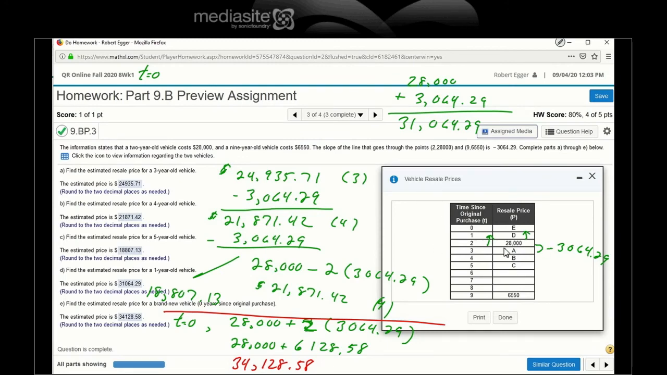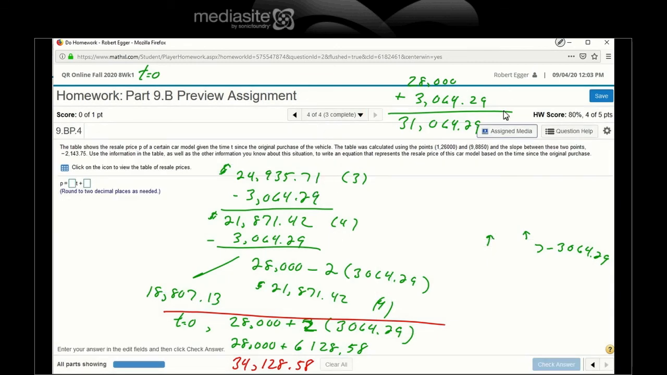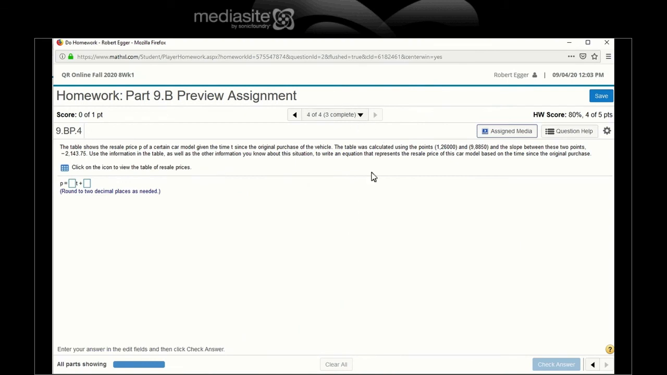There are a couple ways. You can just keep on adding the slope or subtracting the slope that was given to us, or we can try and use some kind of an equation type approach. Whatever works best for you. Oh, only one part. Table shows the resale value. That's what the table looks like.